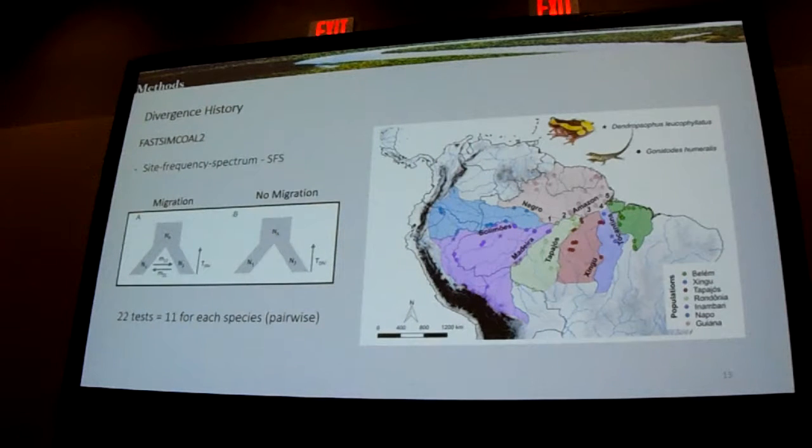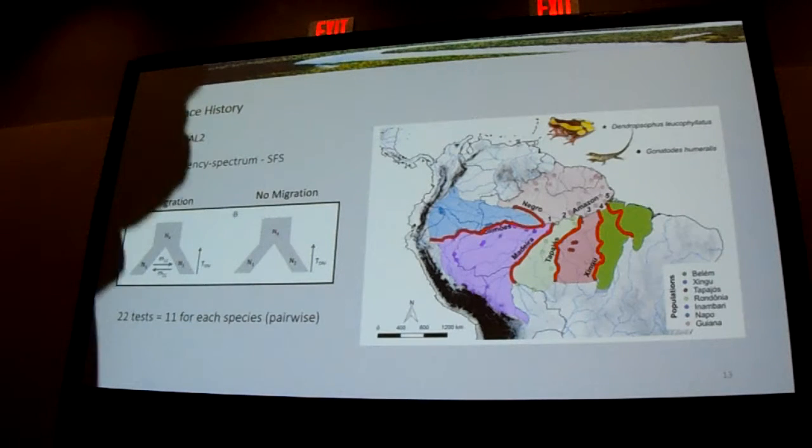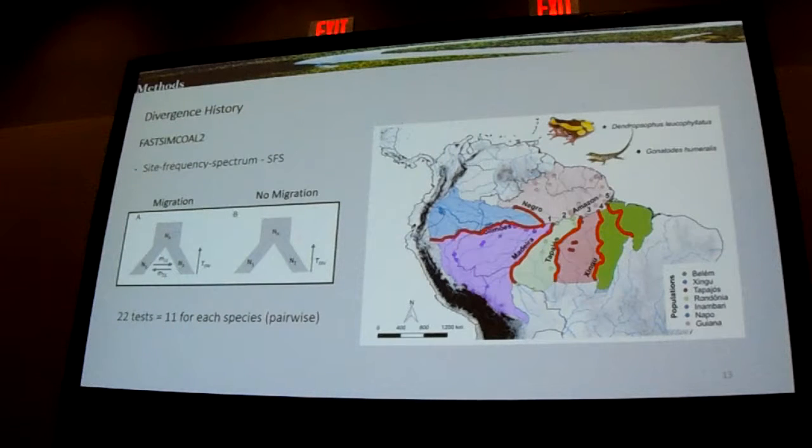So how did we calculate that? For example, we have the Belém population and the Xingu population, and between them we have the Tapajós River. For this river, we tested models A and B. We did that for all the rivers: Tapajós, Xingu, Tocantins, Madeira, Solimões, and Negro. And for the Amazon River, where the Guiana population borders 5 other areas, we divided the Amazon into 5: 1, 2, 3, 4, 5. In total we have 22 tests, 11 for each species.